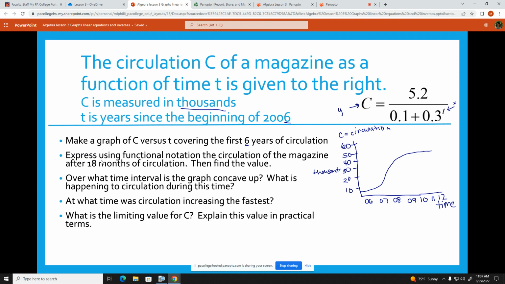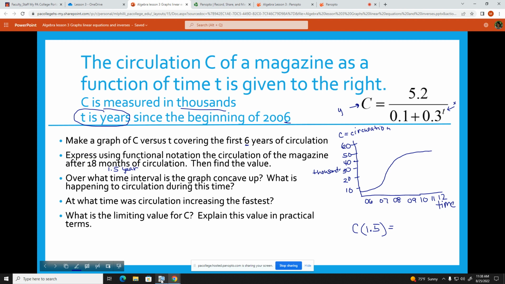Next thing, I'm going to express in function notation the circulation of the magazine, 18 months of circulation. Well, when I looked at this problem, it told me time was in years. So 18 months, I think a moment, and I'm like, that is 1.5 years. Because I know 12 months is a year, so 12 plus 6 would give me 18, a year and a half. So my function is C, it told me that. So I'm going to be looking for the circulation at 1.5 years. And I'm supposed to find that value.